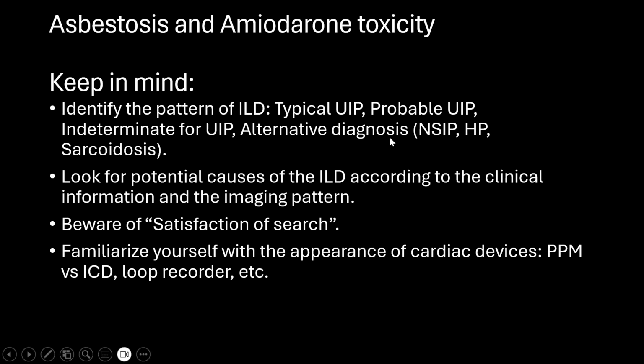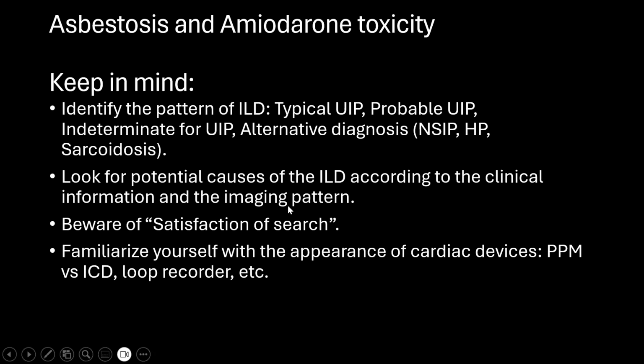Alternative, when there's clear evidence of another disease, like NSIP, when the ground glass is the predominant feature, there's no honeycombing. HP, when you have upper middle zones, and we have centrilobular nodules, and we have mosaic attenuation and other features. Sarcoidosis also. So this is an alternative diagnosis.